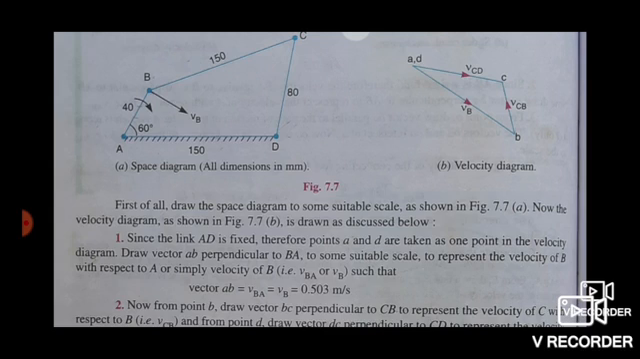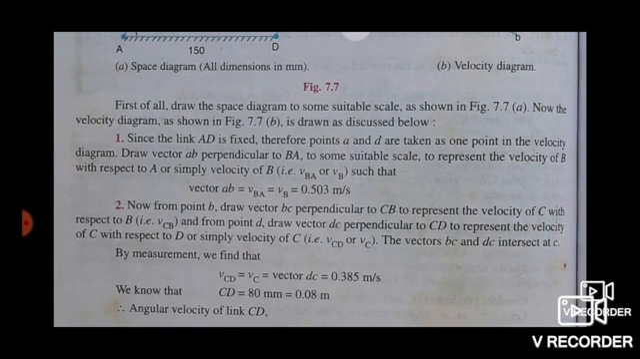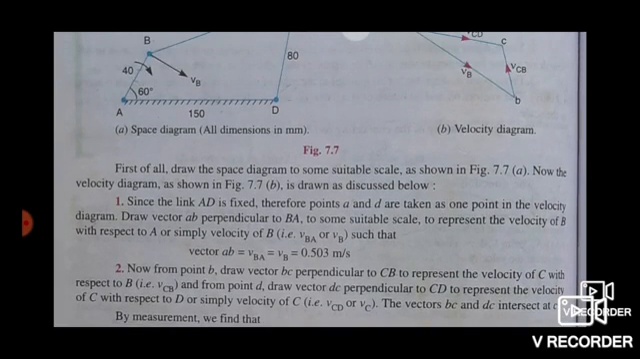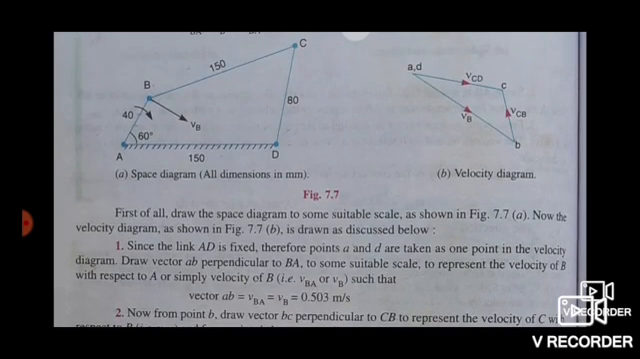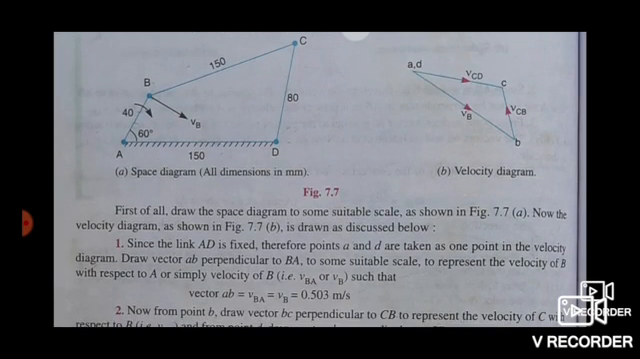To present the velocity of B with respect to A or simply velocity of B, VBA or VB, such that vector AB equal to VBA equal to VB equal to 0.503 meter per second. ये हमको VB निकल गया 0.503 मीटर पर सेकेंड. Now from point B, draw vector BC perpendicular to CB.